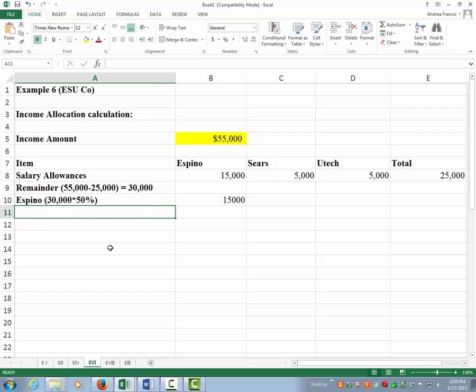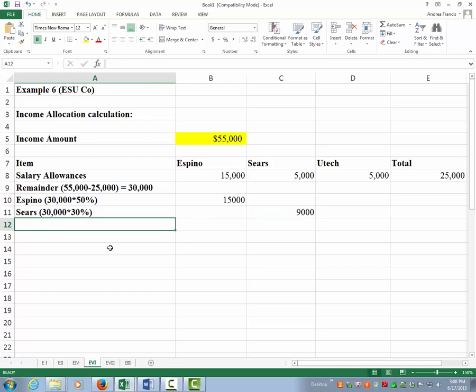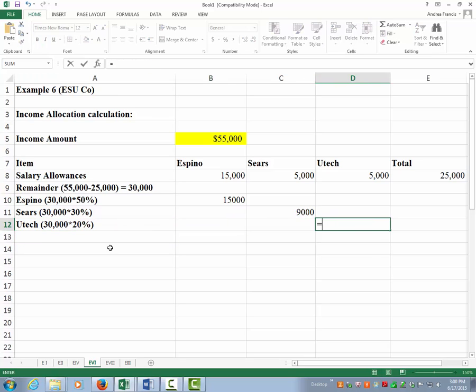That's what Espino gets. And then Sears is going to be the same 30,000 remainder, right, times the 30% given in the question. So it's 30,000 times 0.3. And then finally, UTEC is going to get 30,000 times 20%. This has to obviously add up to 100% so that we know we allocated everything. So 30,000 times 0.2. So there are the amounts for each of the partners.